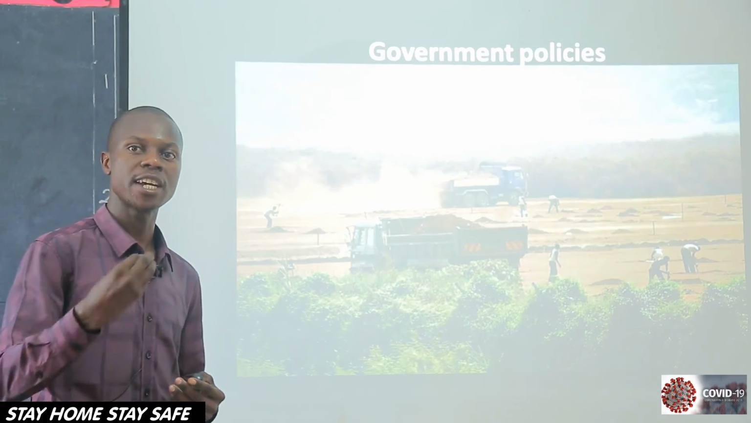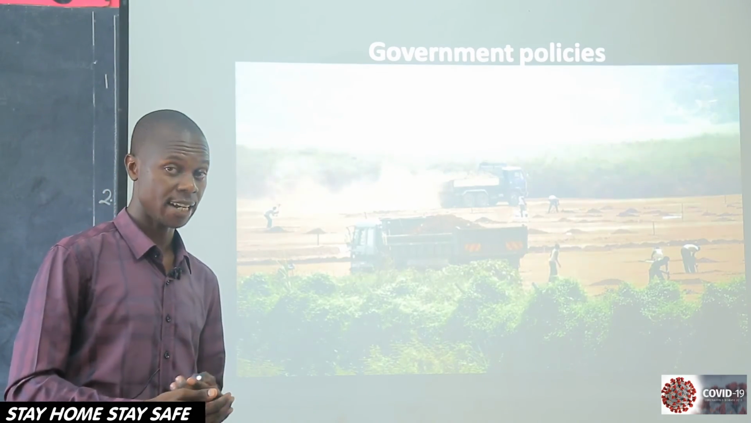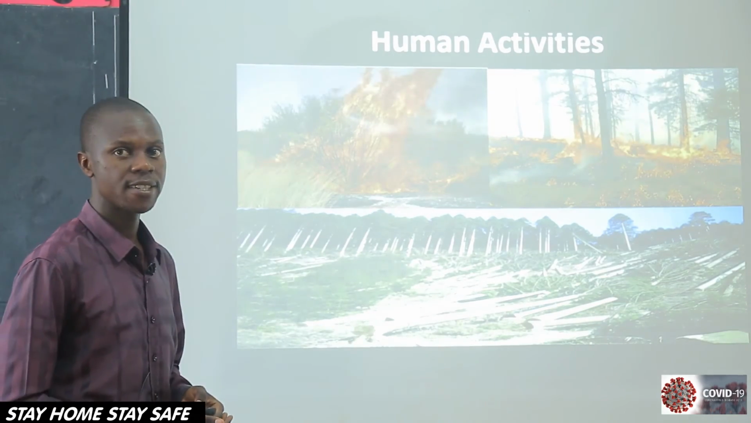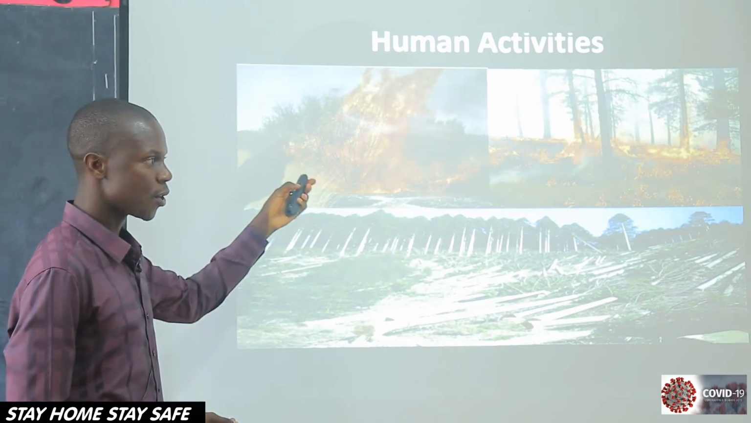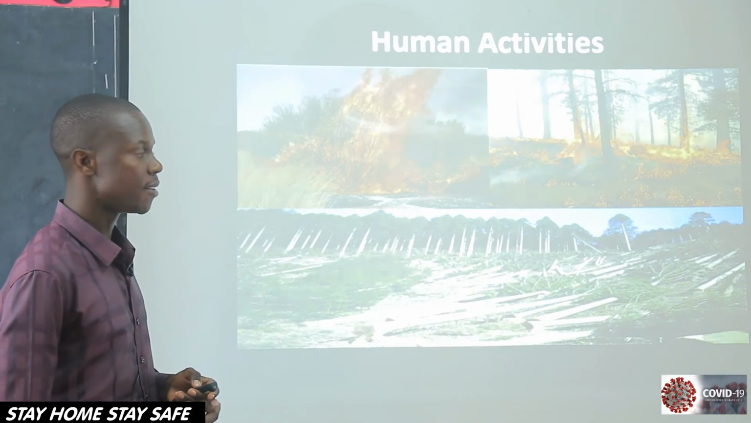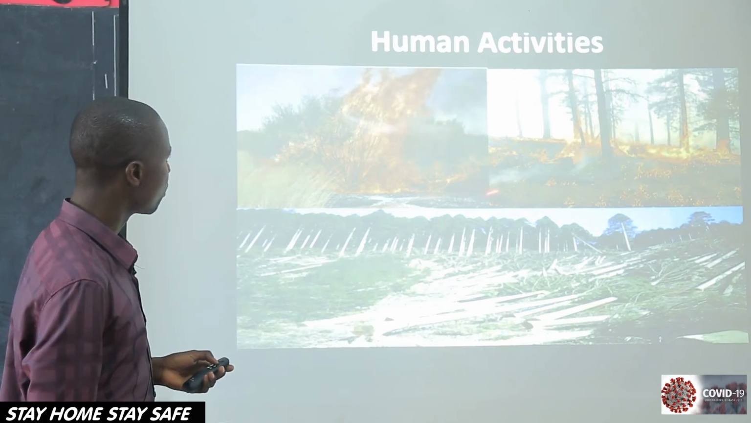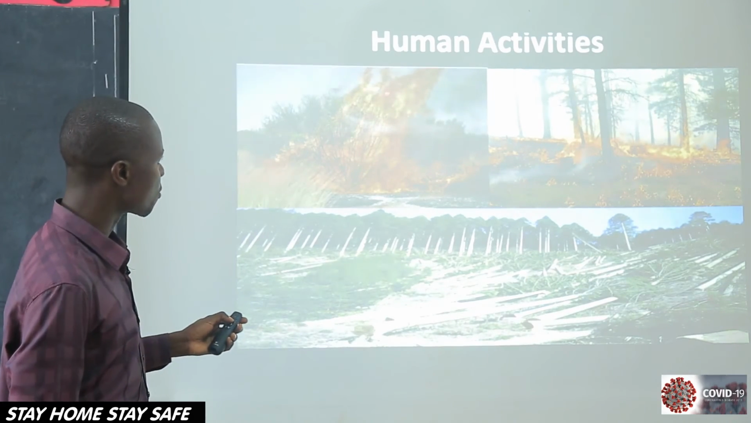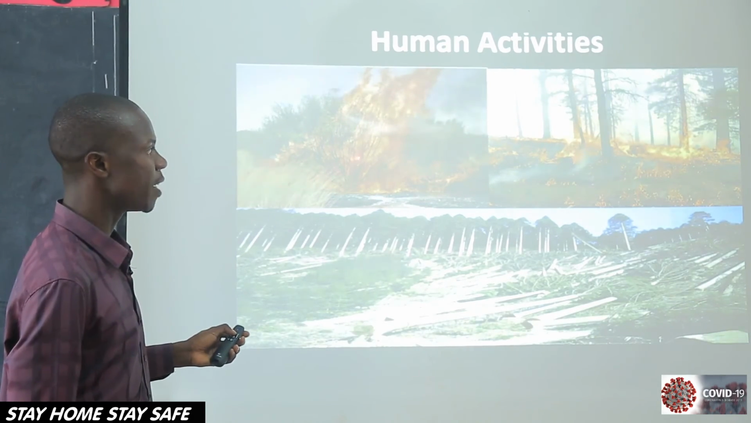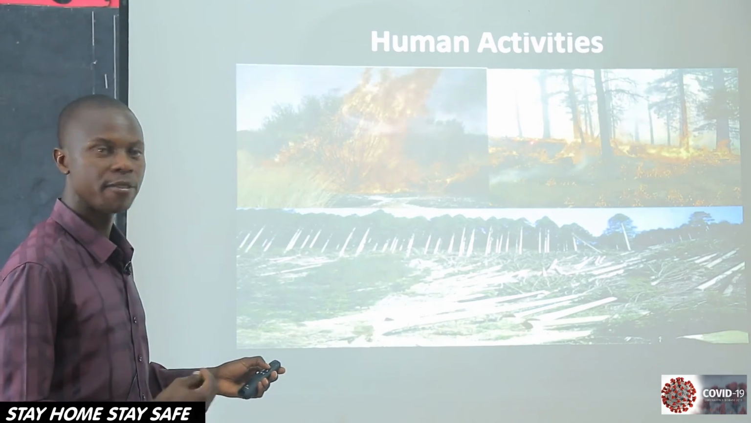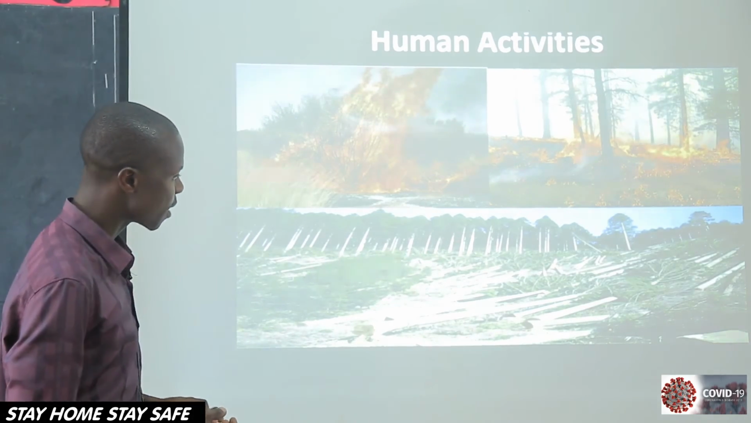The decision is taken by the government. Is that clear? Then, when we talk about human activities, these also greatly influence the vegetation of an area. For instance, if you're living in an area where they carry out such an activity, this is bush burning. Do you expect it to have thick vegetation there?